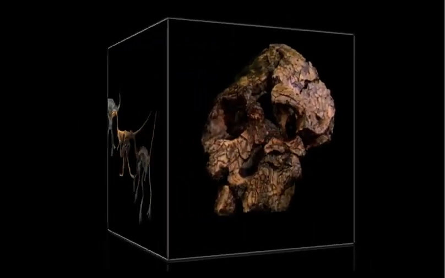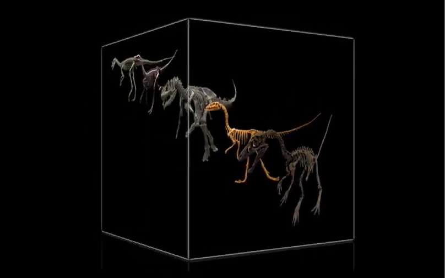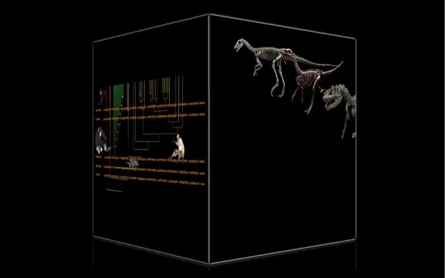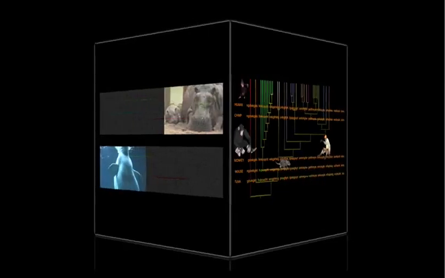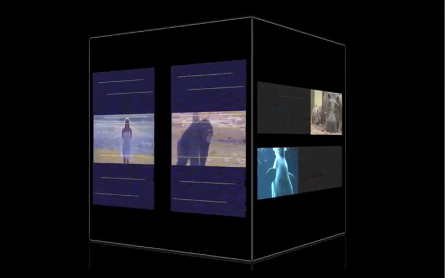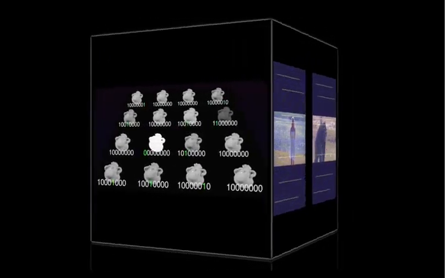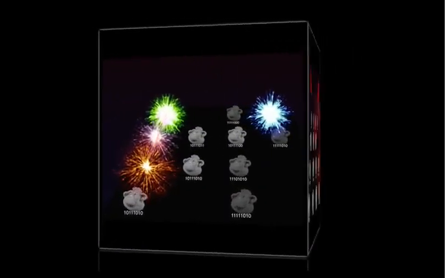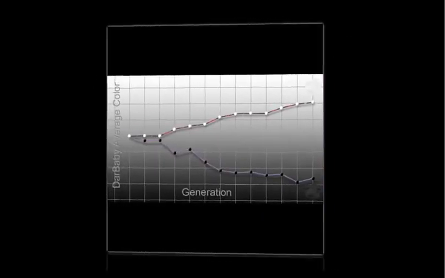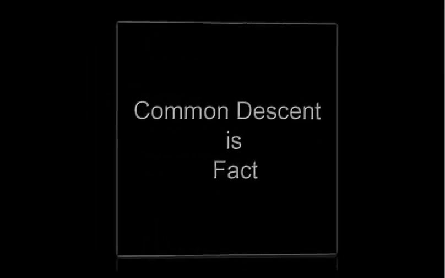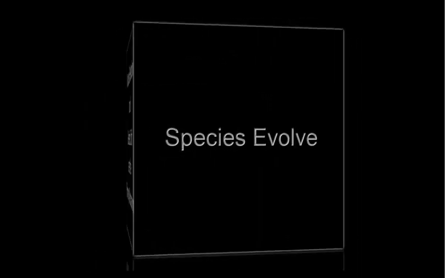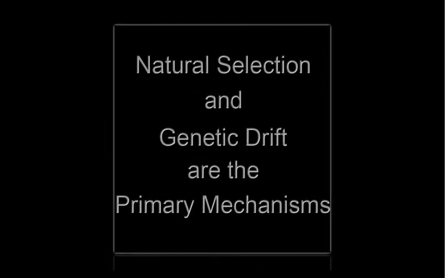There are many more issues that scientists must pursue, going by names such as punctuated equilibrium, bottlenecks, founder effects. But you have just seen how it happens. It really works. Common descent is a fact. Species evolve. Natural selection and genetic drift are the primary mechanisms.